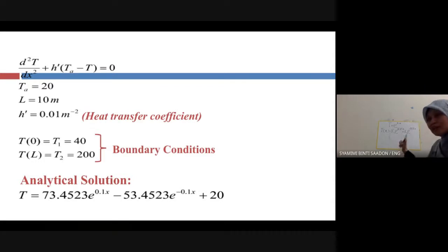How to find K1 and K2? With the boundary conditions given. We know that T at 0 is 240 and T at 10 is 150. So by substituting the boundary conditions, we can calculate K1 and K2.